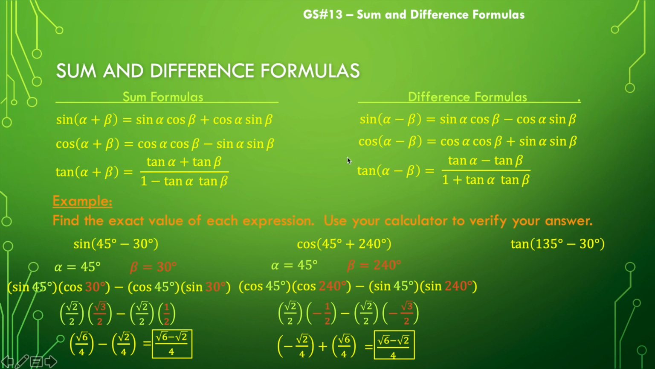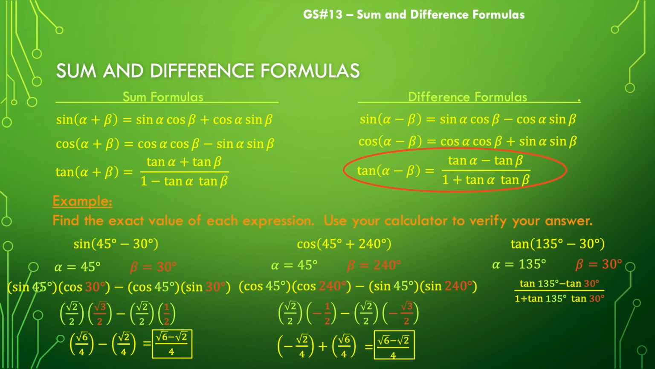So we're going to use this formula right here. And we're going to identify our alpha to be 135 degrees and our beta to be 30 degrees. Now, we're going to substitute all of those things into the formula. So the numerator will become tangent of 135 degrees minus the tangent of 30 degrees over 1 plus the tangent of 135 degrees times the tangent of 30 degrees. Now that is pretty ugly, but it is what it is.